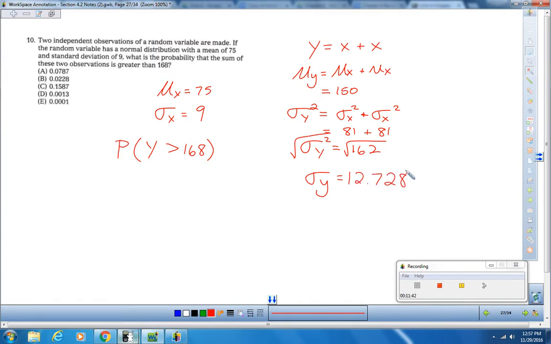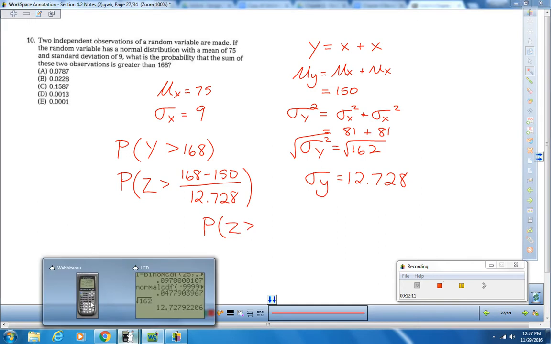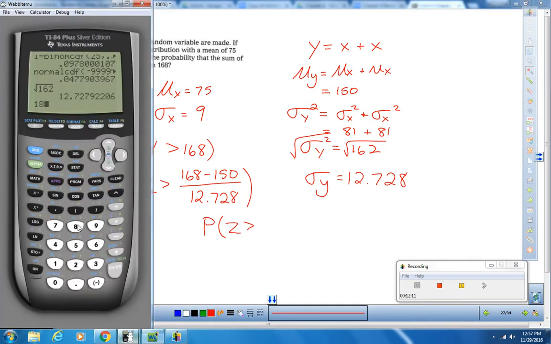Okay? So now we have the standard deviation of y, we have the mean of y. We can calculate the probability that y is greater than 168 by calculating the probability that z is greater than y minus the mean of y over the standard deviation of y. So essentially I need to get whatever 18 over 12.728 is and calculate that z-score. So z is greater than what's 18 divided by 12.728? And I get that is 1.414.